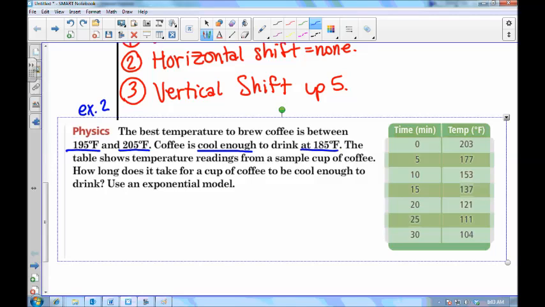Okay, what else is important? The question: how long in time does it take to be cool enough? Yes, and we need to write down the table. So please copy down the table. The first column is called time. It is calculated in minutes. It's counting by 5, 0 to 30. Please write it down if you haven't already.